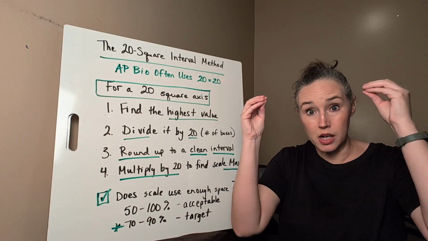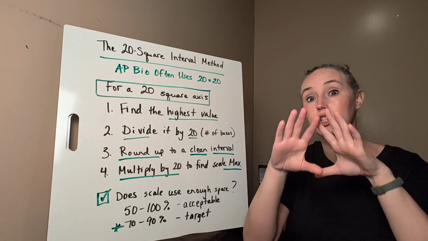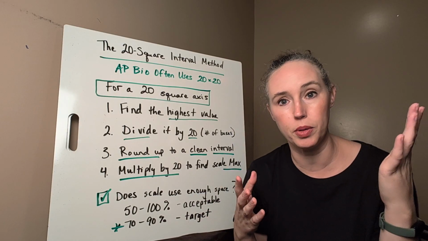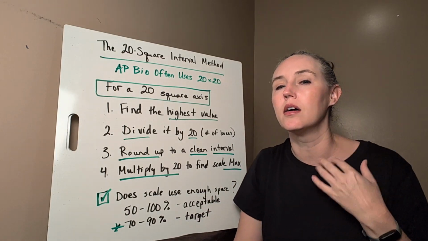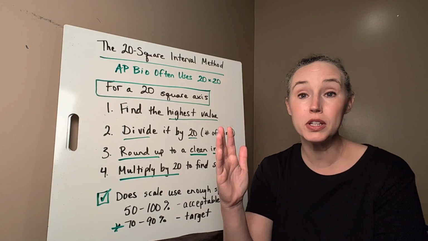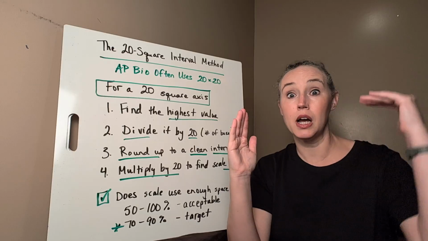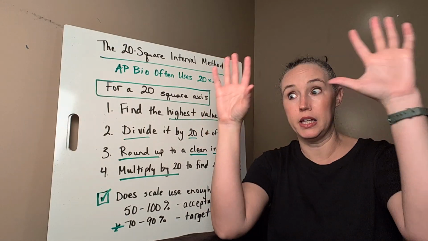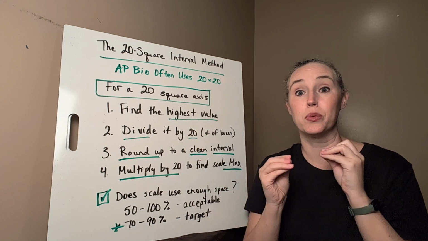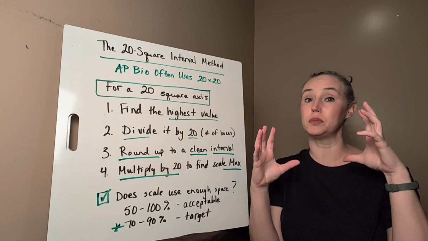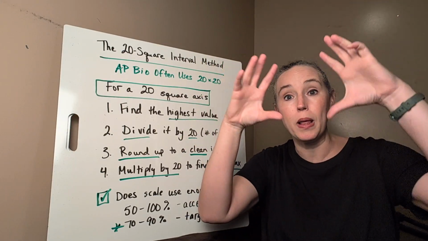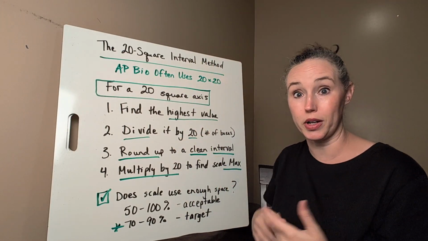Once you've done that, and you've put your min and max, you want to think to yourself, does the scale use enough space? Now, what counts as enough for AP Bio? It's not a feeling, okay? You need to be using at least half of the space, both horizontally and vertically, in your graph. So between 50 and 100%. And really your target amount of space needs to be somewhere between 70 to 90%. So you want a little bit of breathing room, but you still want it to take up the majority of the space.